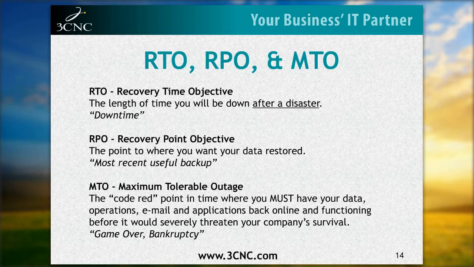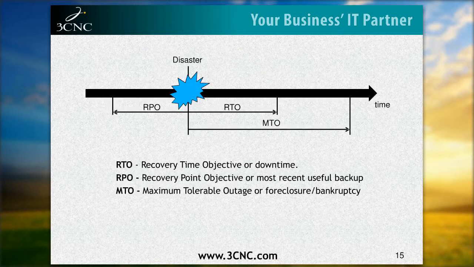And let's get into this timeline on the next slide, and it's going to help you, or help me, probably help you as well, understand a little more about the RTO, downtime, RPO, the last useful backup, and MTO, the end of the line. All right, so as you can tell, there's a disaster there. Disaster strikes, and just after that, you see the RTO line, and that's the amount of time that you're going to be down. And with BDR, that's a matter of minutes or hours. Without it, it could be days to weeks at a time.